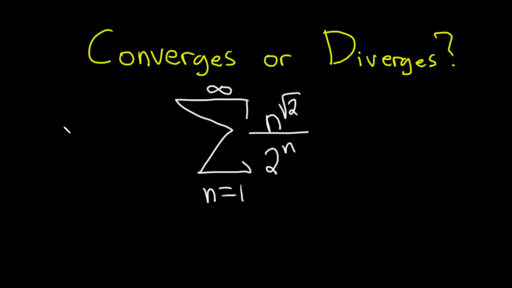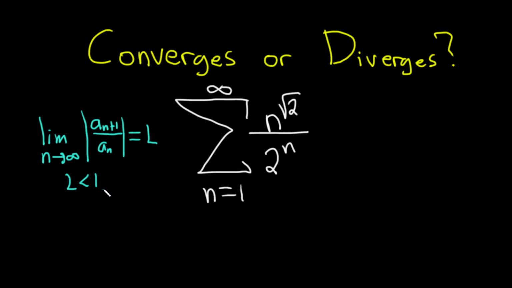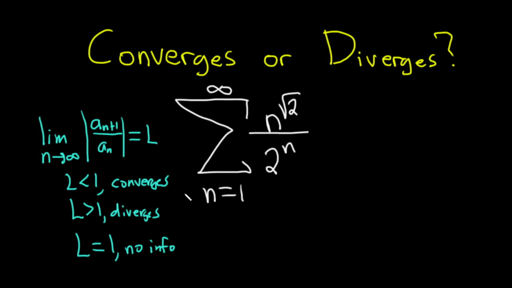So I'm thinking we can use something called the ratio test, which basically says if you take the limit as n approaches infinity of the absolute value of a sub n plus 1 over a sub n, and set that to something which we'll call L. If L is less than 1, then we're going to have convergence. If L is larger than 1, then it diverges. And if L is equal to 1, then we have no information. So let's go ahead and apply this test to this particular problem.